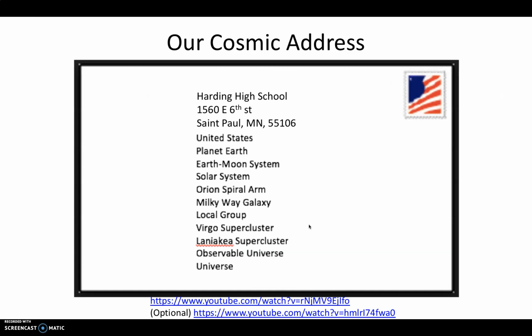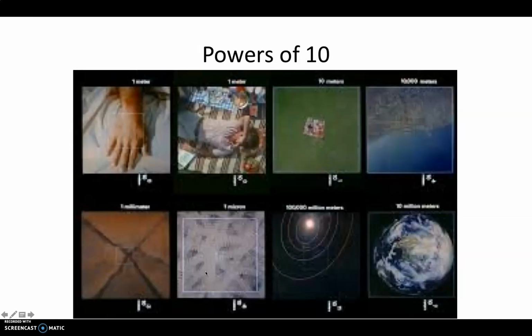We could think about our cosmic address. We live at Harding in St. Paul in the United States, on planet Earth, in the solar system, in the Orion spiral arm of the Milky Way galaxy, in the local group, which we call the local group kind of egotistically, really, which is part of the Virgo supercluster, which is part of the Laniakea supercluster, which is part of the observable universe and the whole wide universe. OMG.